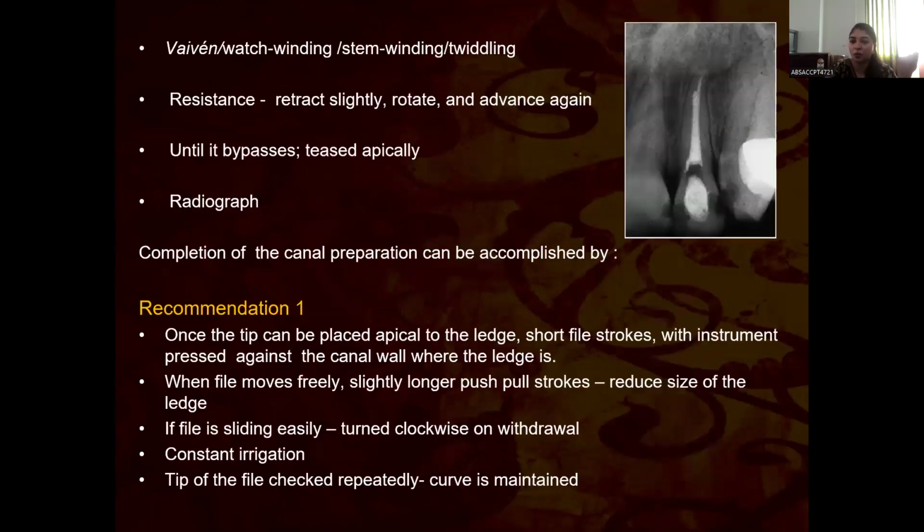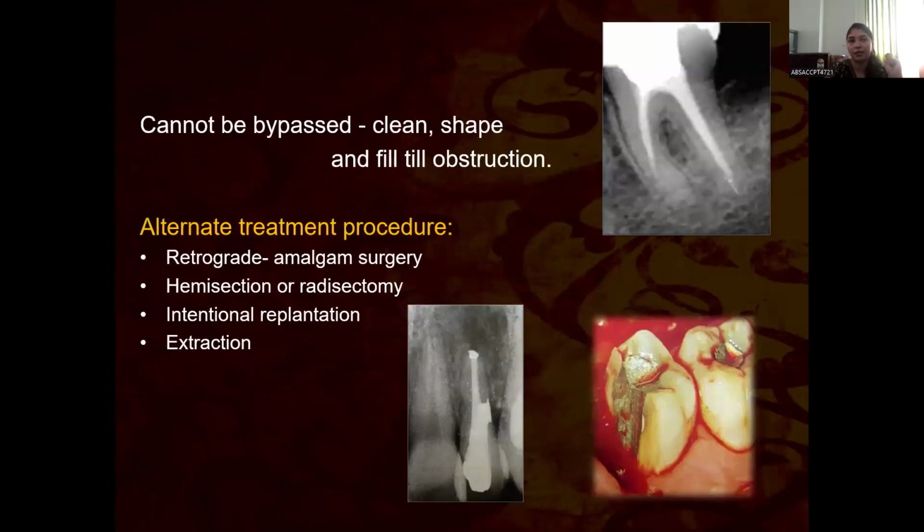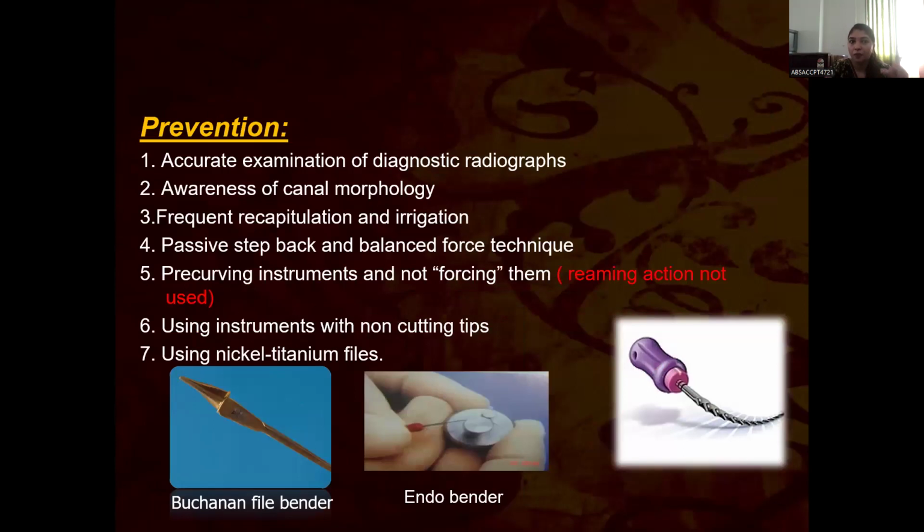Once it can be placed apical to the ledge, use a short file stroke with the instrument. When the file moves freely, with a slightly longer pull, the file slides easily; turn it clockwise, pitch the file, and check repeatedly that the curve is maintained. A Gates-Glidden type of file can also be used to reduce the extent of the ledge using the minimum number of files. Now, what are the alternate treatment procedures you can go for? Retrograde amalgam surgery, root resection or radisectomy, intentional replantation, or extraction.